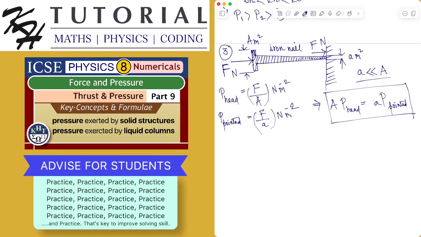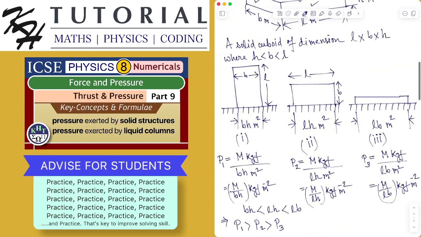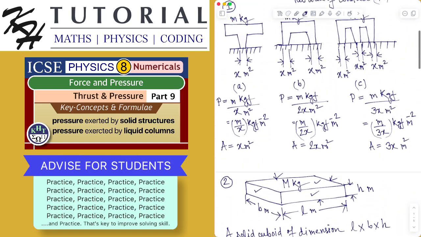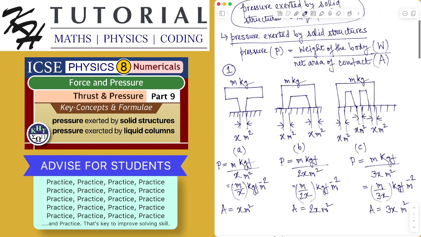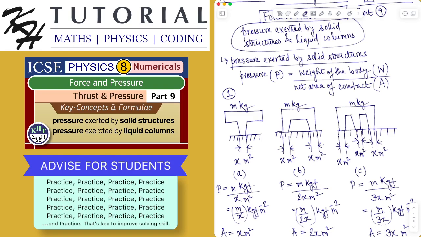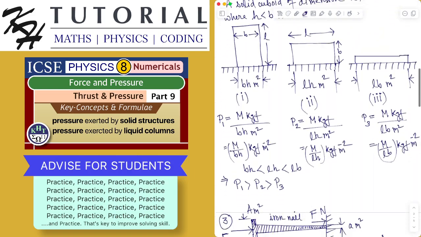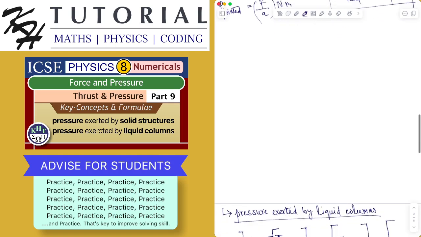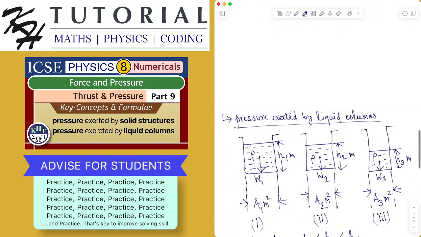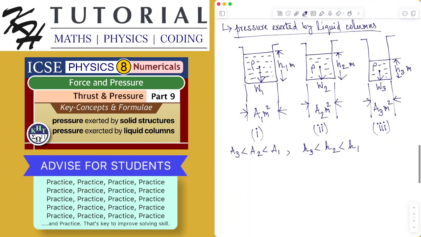Okay, so these were some standard results of how pressure is created by solid structures when they are resting on a flat surface. Now let's discuss what pressure is exerted by liquid columns. Just like solids, liquids also exert pressure on the container.